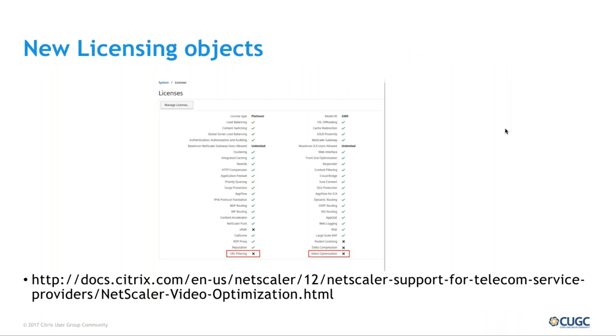So there's a couple of new licensing objects at the bottom if you are fully licensed on Platinum on the NetScaler. URL filtering and video compression. URL filtering is currently not available. It's meant to be part of Secure Web Gateway, and it's coming out in the UI in feature release 1, which is hopefully going to be dropping at the end of June.